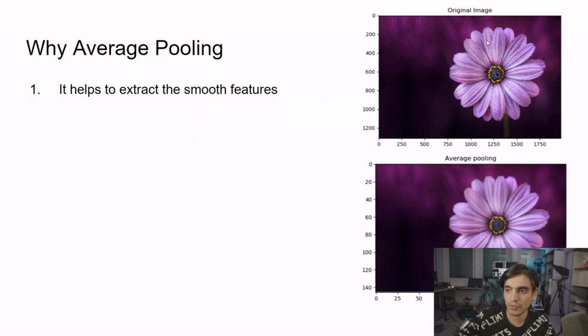For example, here is our original image. If we apply average pooling, you see the new image has smoother values, and it is also reduced in dimensions in rows and columns. So if you need smooth features from the image, you can apply average pooling. This is all about the pooling methods, and next we will see how we can apply these pooling methods in Python code.